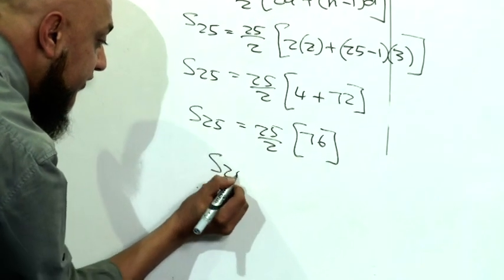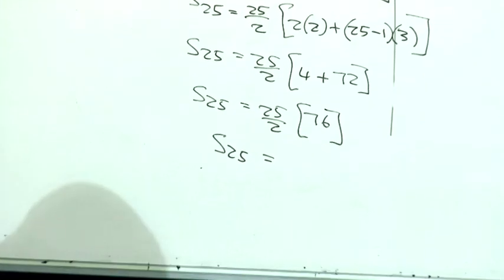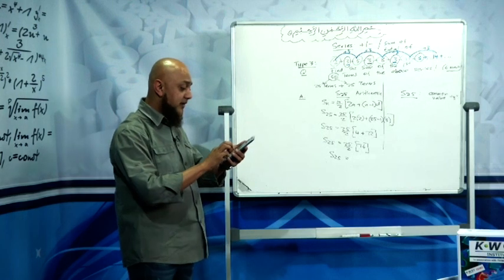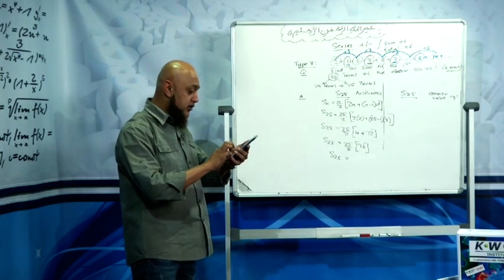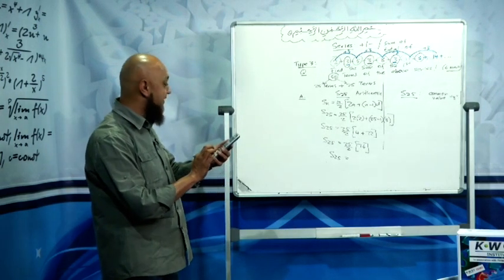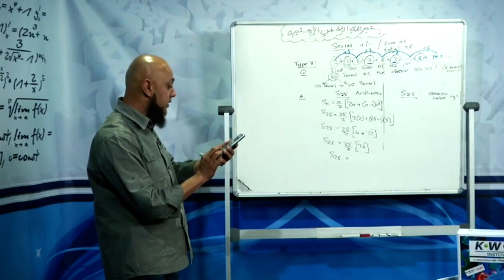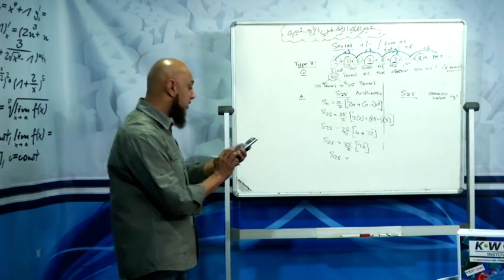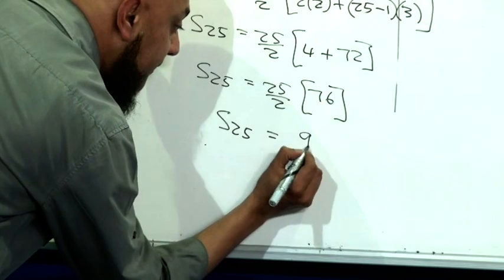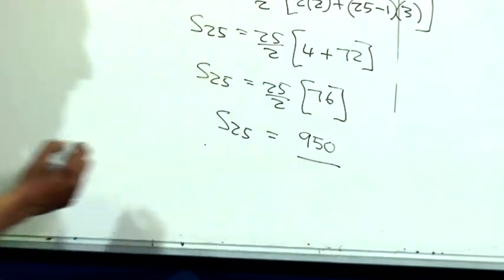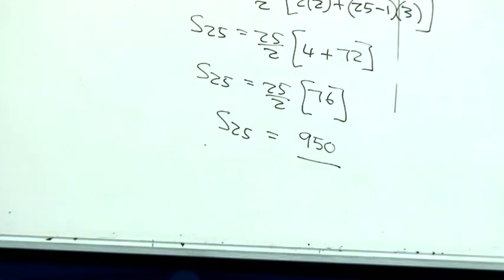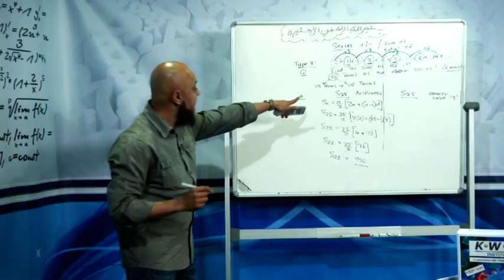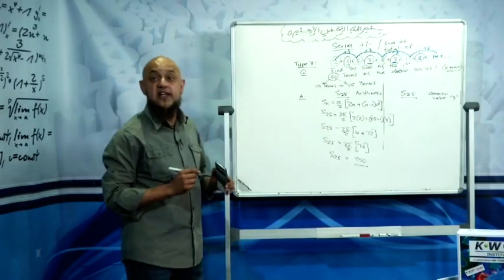So S25 is equal to, go to your calculators. We take 76, so we go mode, comp. We now say 76 times 25 equals, divide that by 2 equals, we get 950. And that is S25 in our first series. So we just substituted all our values and we get 950.